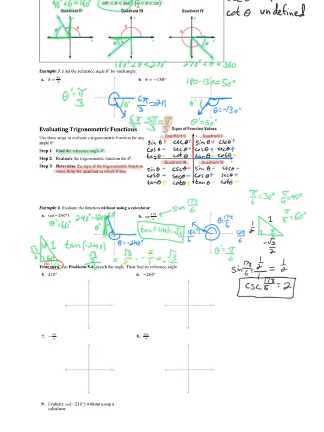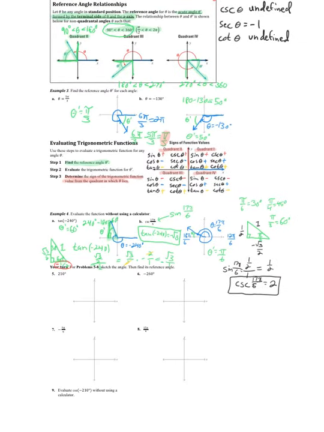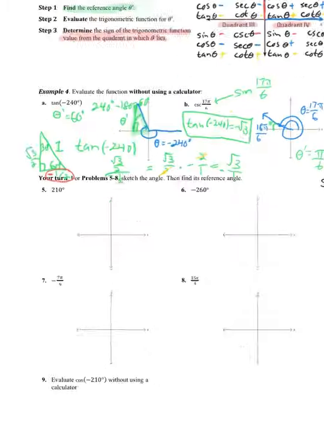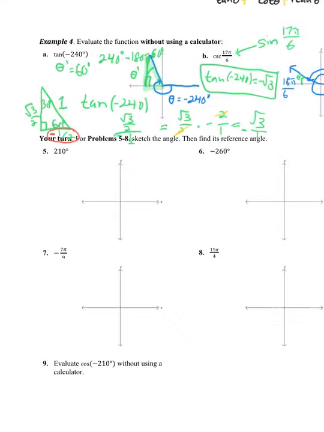Okay, so the last thing for you guys today, there's just a few more examples here. Problems 5 through 8. It's sketch the angle, then find its reference angle. And there's even one that has evaluate, so those ones should be pretty straightforward for you. Problem 9, evaluate cosine of negative 210 degrees without using a calculator. So I'm going to go ahead and put these answers up, but it's up to you guys to solve them.